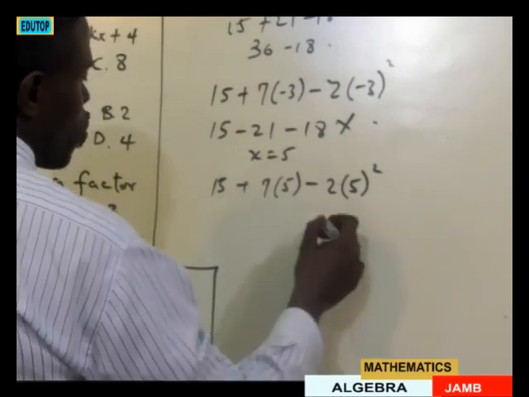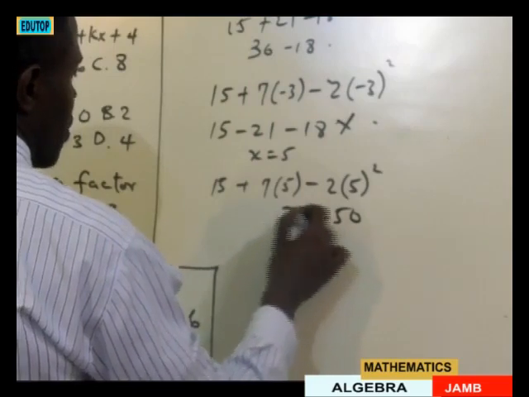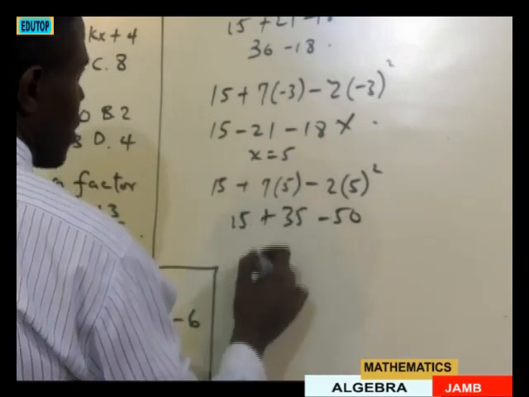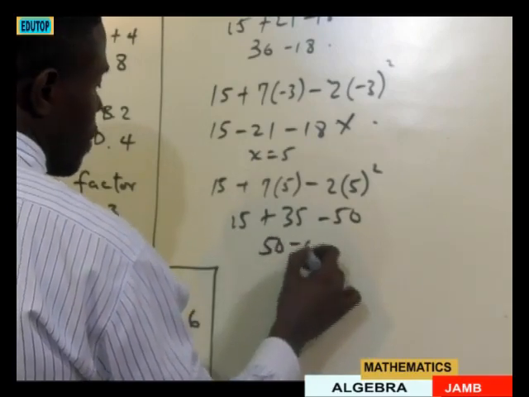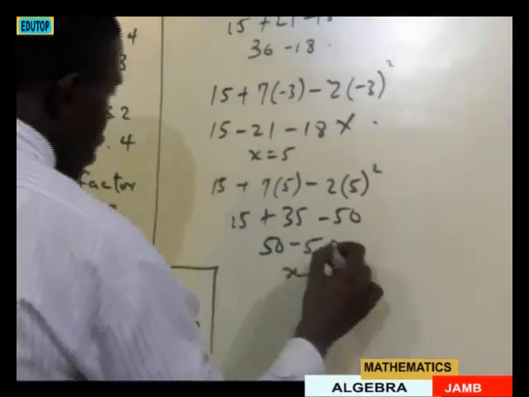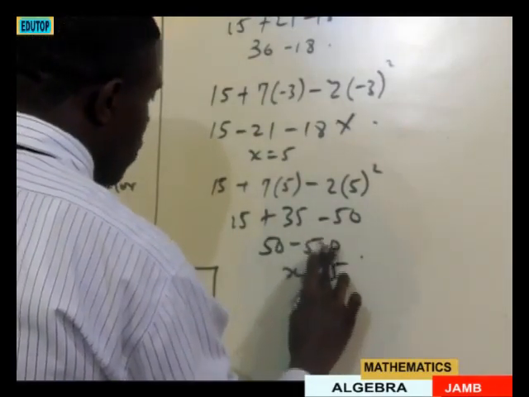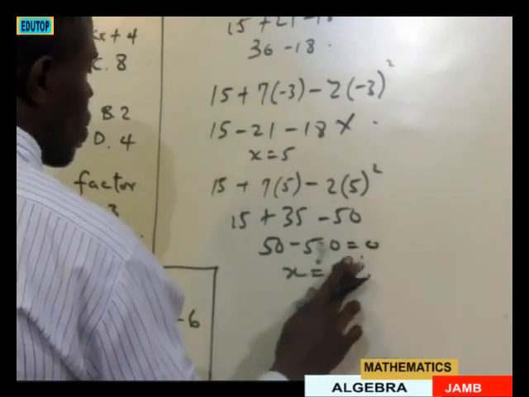25 times 2, that is minus 50. Then this one is 35. Then plus 15, 15 plus 35 rather, that is 50. 50 minus 50 is 0. That means x equals to what? 5. You can see the way I've been able to cross-check this now. If 50 minus 50 is 0, so x equals to 5.